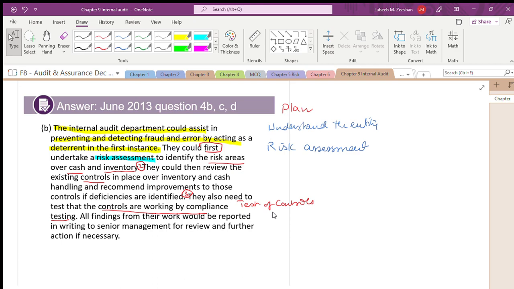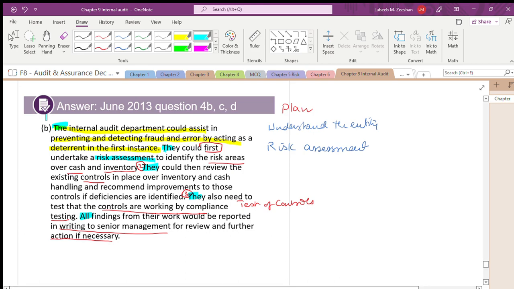All findings from their work would be reported in writing to the senior management for review and further actions if necessary. See what they have said, very simple. I am putting it like this. This is the introductory part. This is the first point. This is the second point. This is the third point. And this is the conclusion.